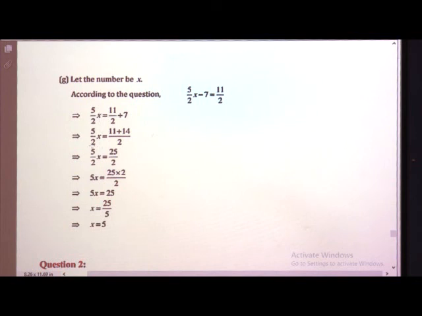So, 5 upon 2 x is equal to 11 upon 2. Here it is minus 7, so we are writing plus 7. So, 5 upon 2 x, or 5 by 2 x, is equal to 11 upon 2 plus 7. Here we have as a denominator 1, we have to imagine, as we already learned in the 5th and 6th grade.